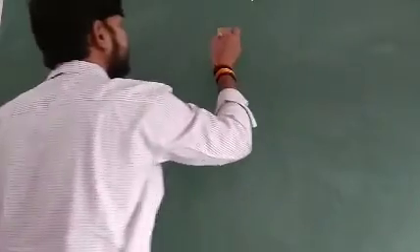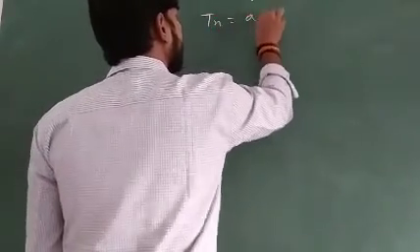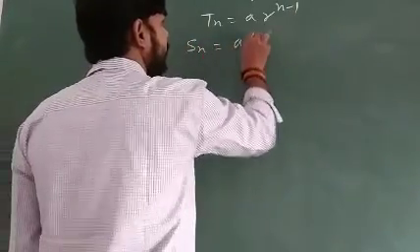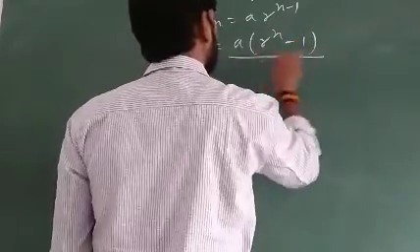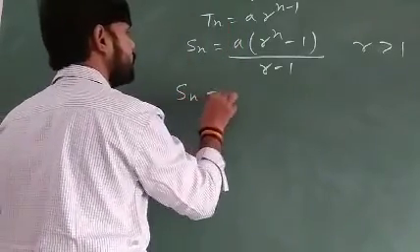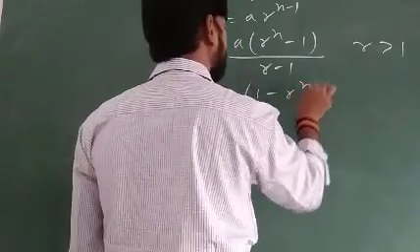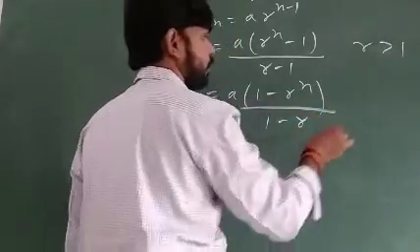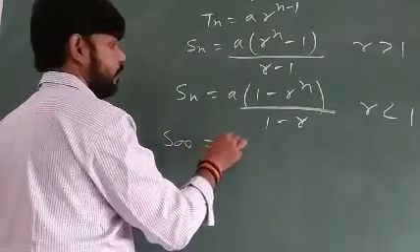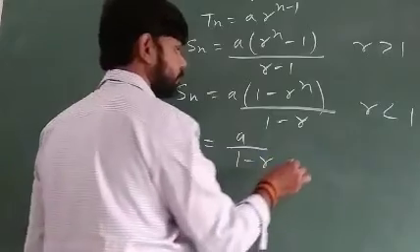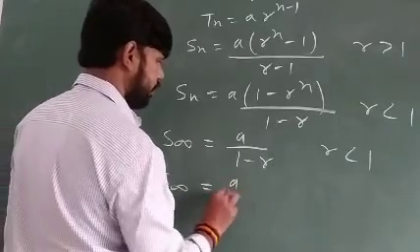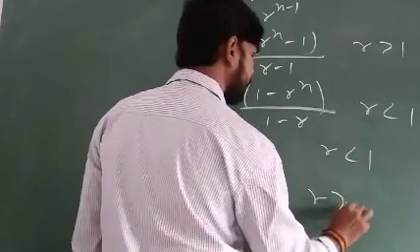Now for GP. For GP we have Tn term as a r power n minus 1. For Sn we have a (r power n minus 1) upon r minus 1 for r greater than 1, and Sn equals a (1 minus r power n) upon 1 minus r for r less than 1. For S infinity we have a upon 1 minus r for r less than 1, and for S infinity we have a upon r minus 1 for r greater than 1.